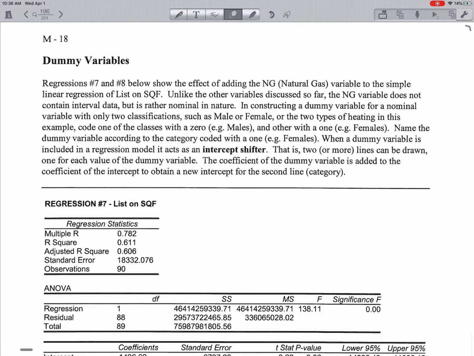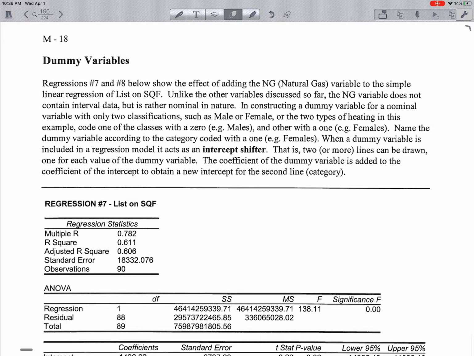Hey class, welcome to our last mini lesson on Unit M, Multiple Linear Regression. We're going to take a look at M18 through to page M21. And just a reminder that there's additional problems at the end of Unit M, starting on page M22, and it's got the answers after that.